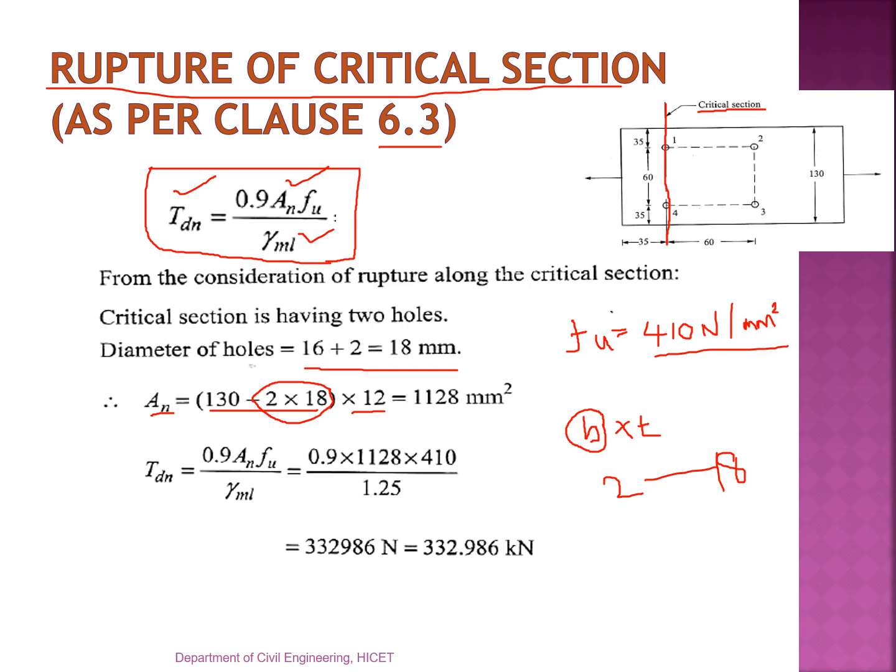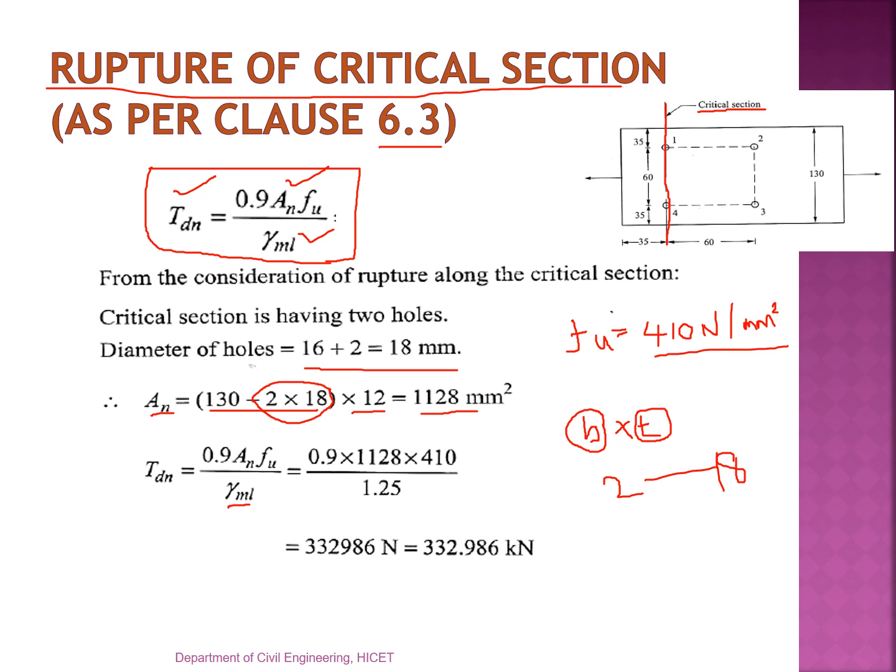We have to reduce this area, this length, this portion from the total solid portion, right? So 130 minus 2 into 18, into T, the thickness of the plate, is equal to 12 mm. So 130 minus 2 into 18 into 12, the value is equal to 1128 mm square. So the net area of the section is 1128 mm squared after reducing the bolt holes.